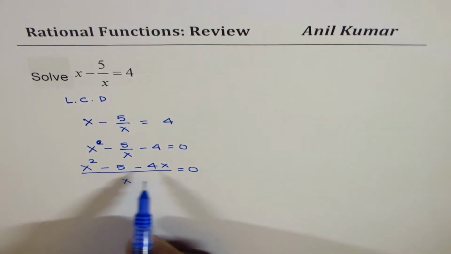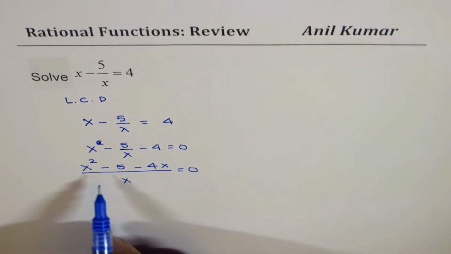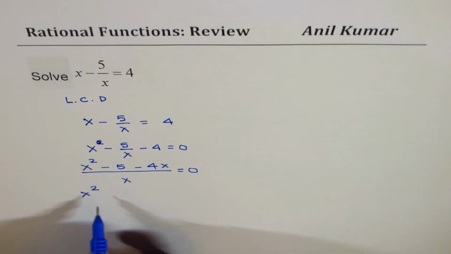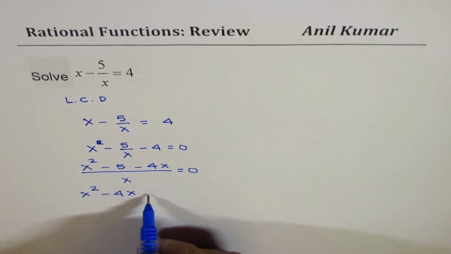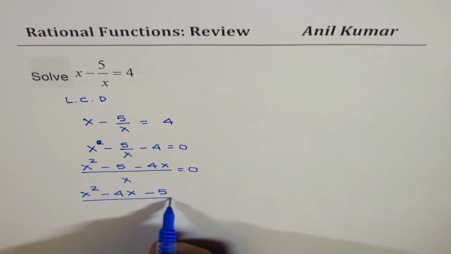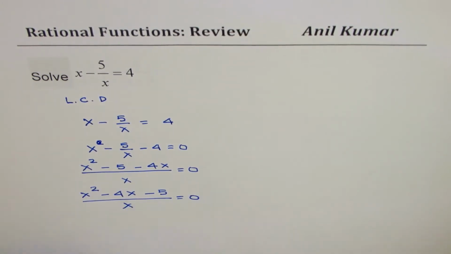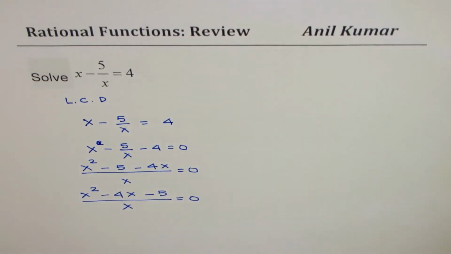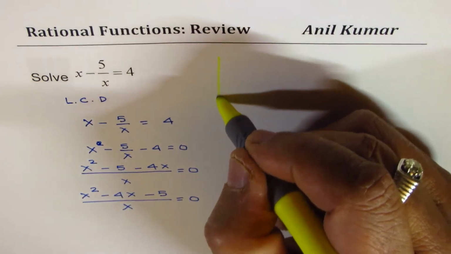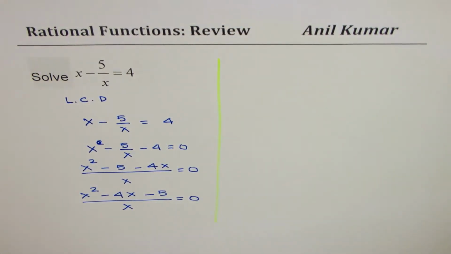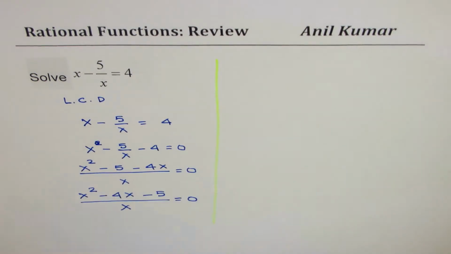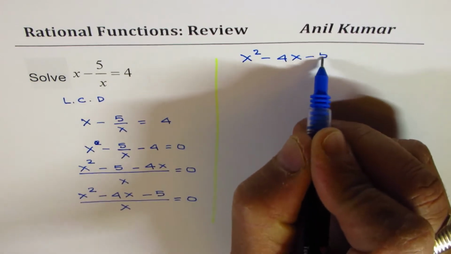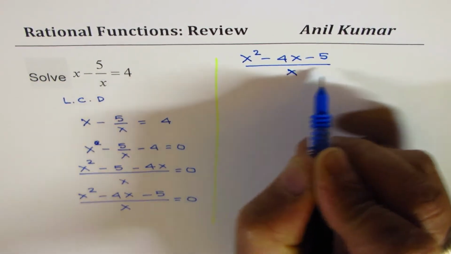Now that gives you a quadratic equation in the numerator. Now the idea is to rearrange and factor this equation. So you could write this as x squared minus 4x minus 5 over x equals 0, right? So these are the steps which you need to follow to write the equation in a form which can be factored, and then you can solve it. So let me rewrite this equation here, and then we'll factor it. So we have x squared minus 4x minus 5 over x equals 0.